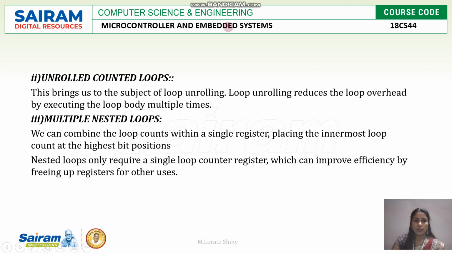The second one is the unrolled counted loop. This brings us to the subject of loop unrolling. Loop unrolling reduces the loop overhead by executing the loop body multiple times. For multiple nested loops, we can combine the loop counts within a single register, placing the innermost loop count at the highest bit position. Nested loops then require only a single loop counter register, which can improve efficiency by freeing up the counter for other uses.